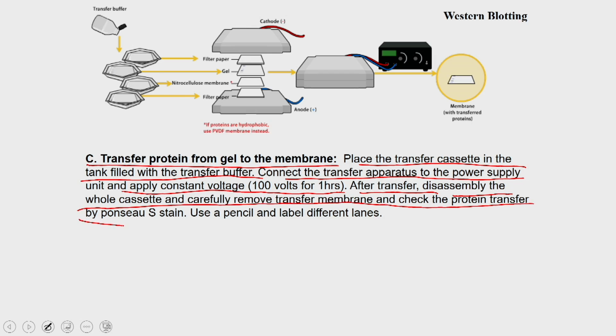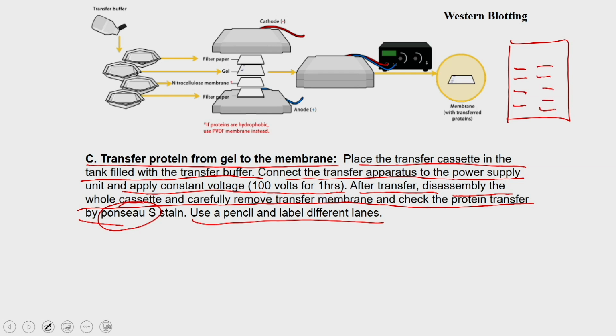Check the protein transfer with a dye called Ponceau S. Once you do this, you will see all these bands with the help of Ponceau. Then you can use a pencil to mark the markers. You can label the lanes, like 1 and 2, with the help of a graphite pencil, and that will allow you subsequently to know which one is lane 1 and which one is lane 2.